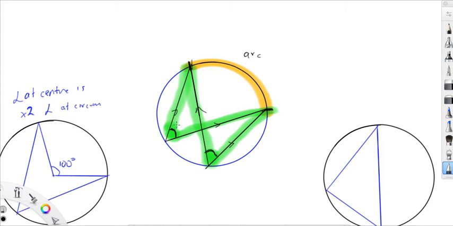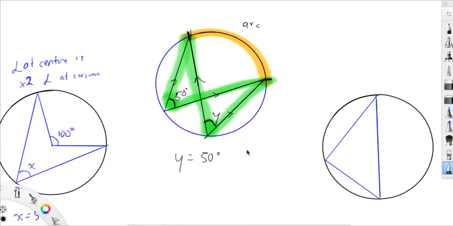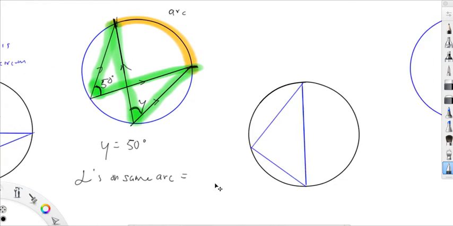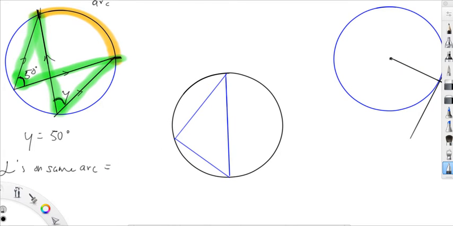So if this angle was, say, 50 degrees, and we call this angle y, then angle y must equal 50 degrees because angles on the same arc are equal. Next rule.